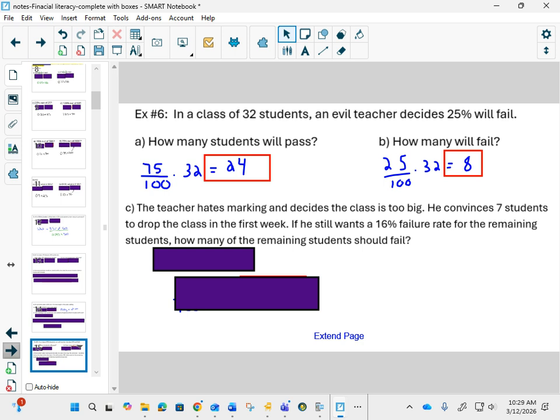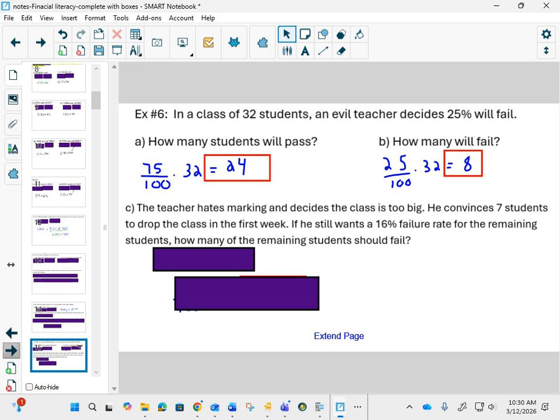I'm gonna go one more. The evil teacher hates marking, and so decides the class is too big. He convinces 7 students to drop in the first week. Right? If you want your phone back, you'll drop this class. If he still wants a 16% failure rate of the remaining students, how many of the remaining students should fail?